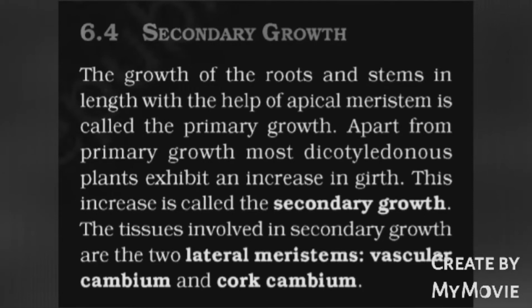Secondary growth. The growth of the roots and stem in length with the help of apical meristem is called the primary growth. Apart from primary growth, most dicotyledonous plants exhibit an increase in girth. This increase is called the secondary growth. The tissues involved in secondary growth are the two lateral meristems, that is vascular cambium and cork cambium.